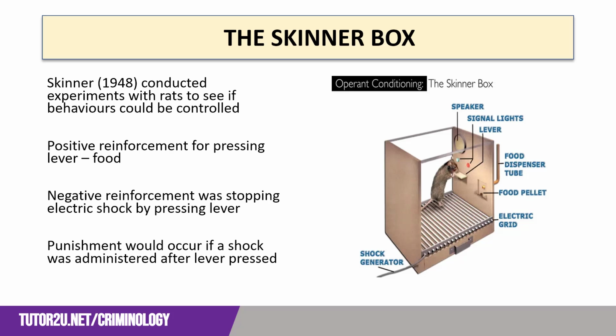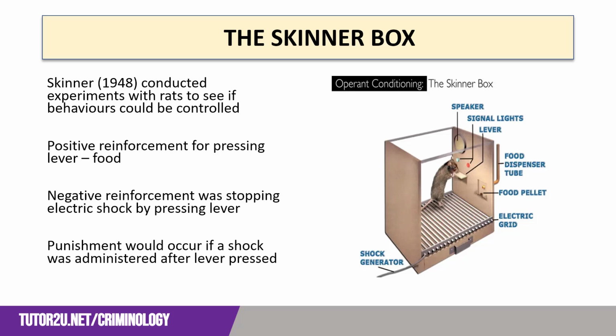Using the Skinner box pictured on the right of the screen, Skinner performed experiments with both rats and later pigeons to see how behaviours were learned. Animals were placed in a Skinner box, which contained a lever, lights, and a food dispensing tube. The floor of the Skinner box contained a mild electric current that caused an unpleasant sensation.